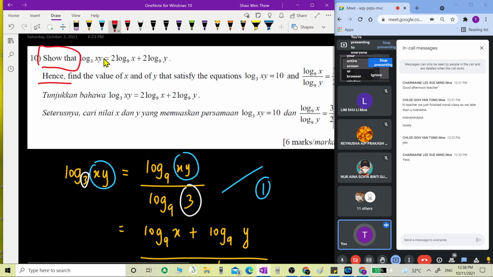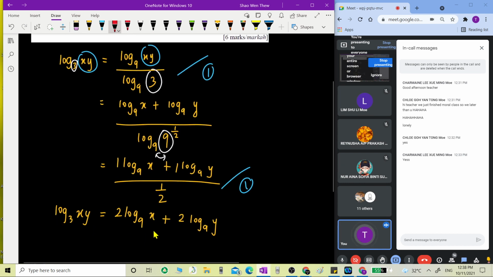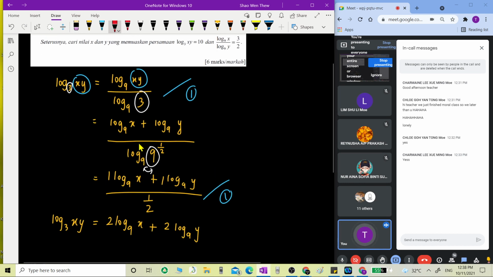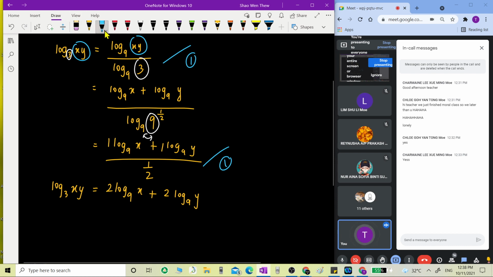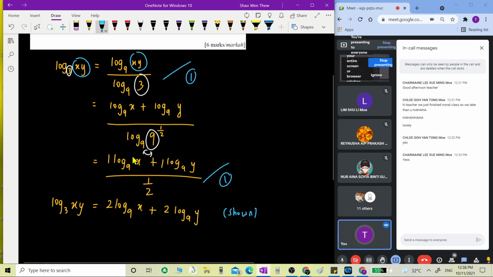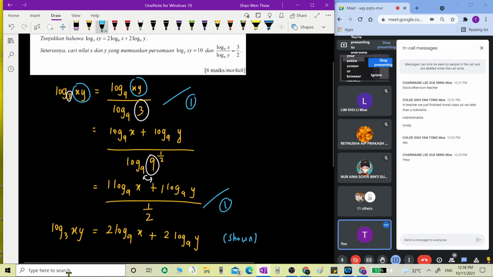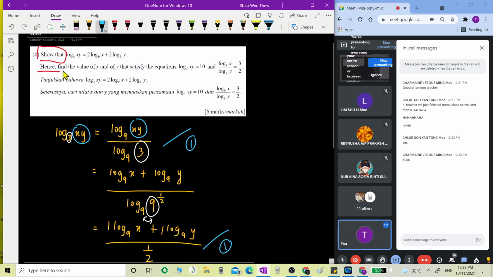I can say 99% start from the left. You do from the left and then you get the answer on the right. Some of the teachers may teach you like this: after you get this one right, you can put the word "shown" like this, means settle, already show the step. Then hence find the value of x and y that satisfy the equation.